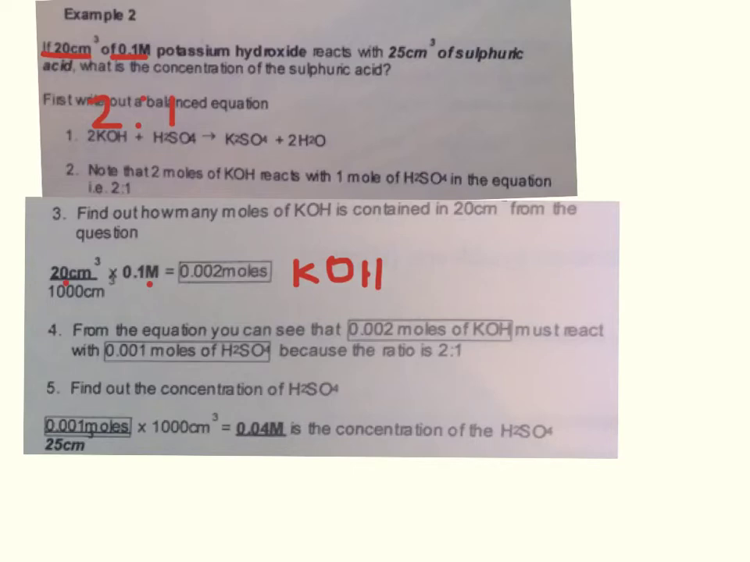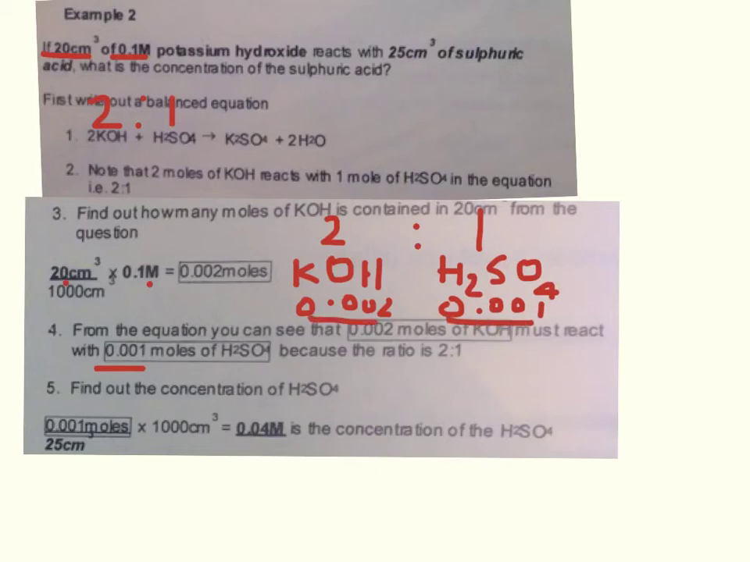Then, because that's the 2, to make it a 1 with the sulfuric acid, if 0.002 is the 2, then 0.001 is the 1, okay, which I've written here, because it's a 2 to 1 ratio, so the number of moles must also be 2 to 1.